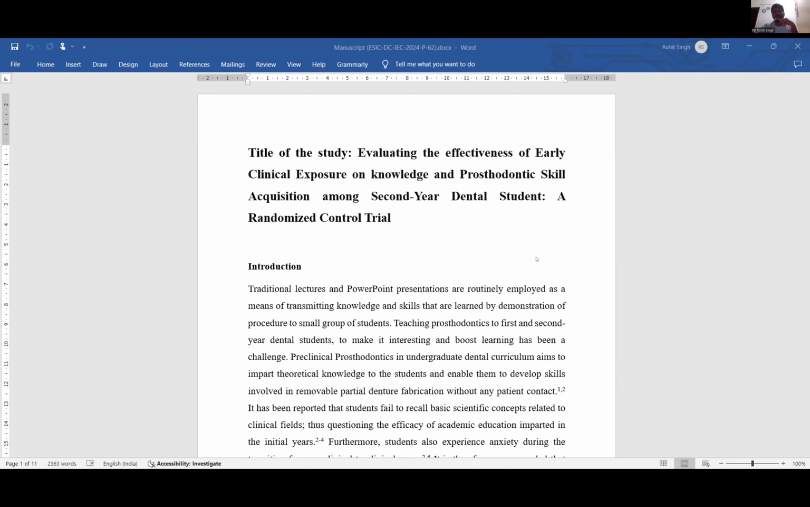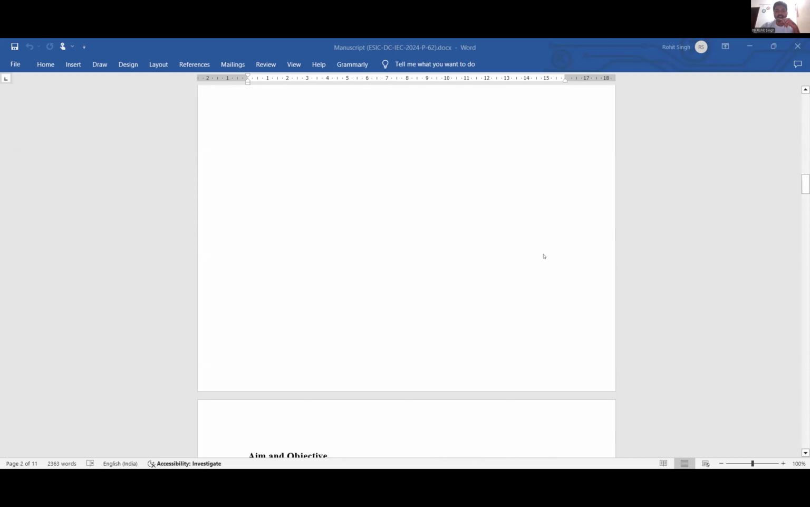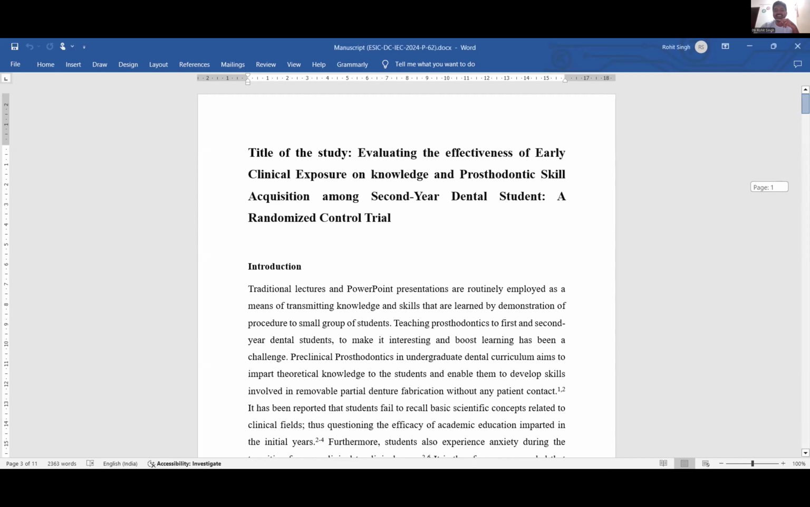So my study is evaluating the effectiveness of early clinical exposure on clinical knowledge and prosthodontic skill among second year dental students. Don't add the word randomized. Are you randomizing? What table have you used for randomizing? Actually, ma'am, the ethical committee people suggested that word. I thought I had to take permission, so I put it.